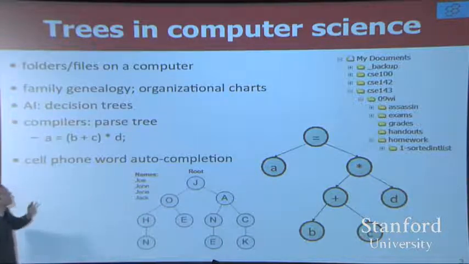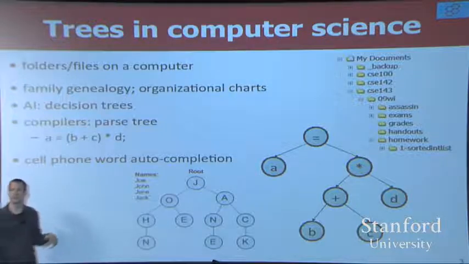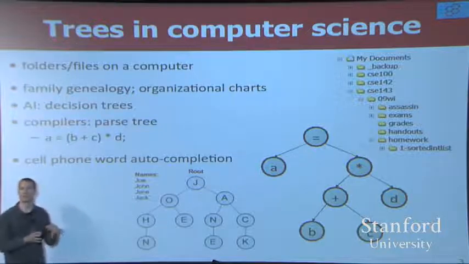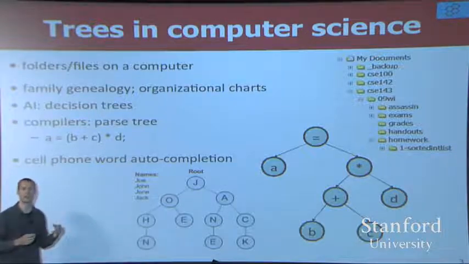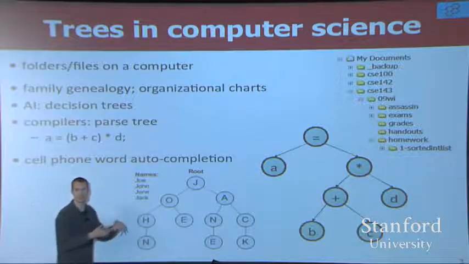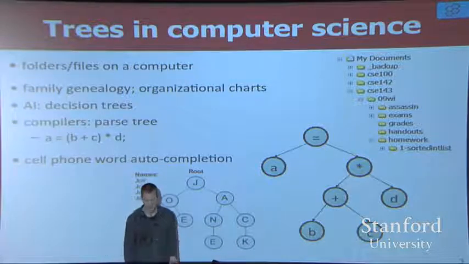There's other examples like autocomplete often involves trees. Like if you're typing on your phone and it suggests the rest of the word that you've started typing, that's often done by storing words in trees based on starts and ends of words. There's lots of places in computer science where you see trees.